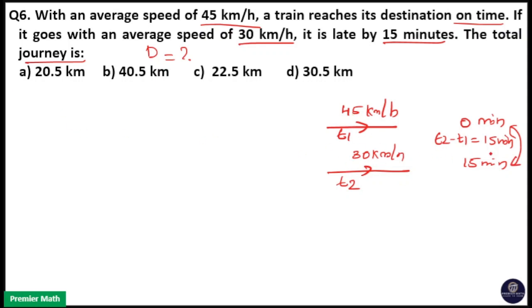Here, whenever you have two speeds and a time difference, I will use the formula: distance is equal to speed 1 into speed 2 divided by difference in speed, into time difference.